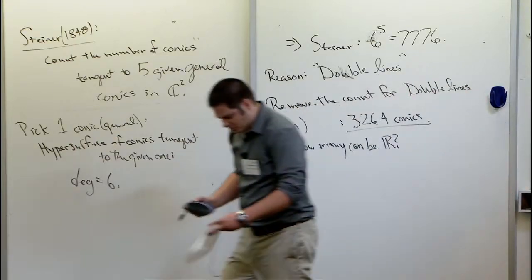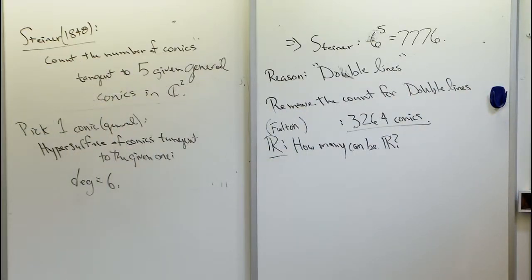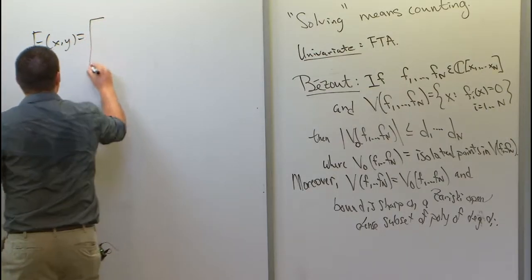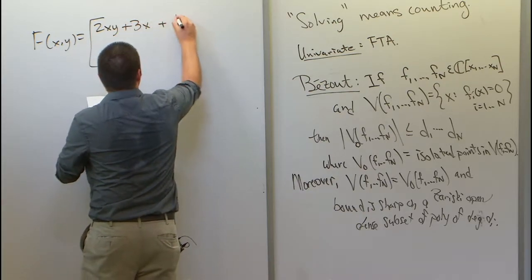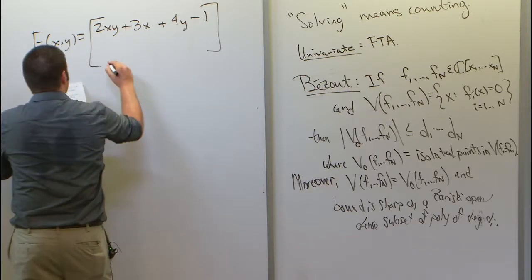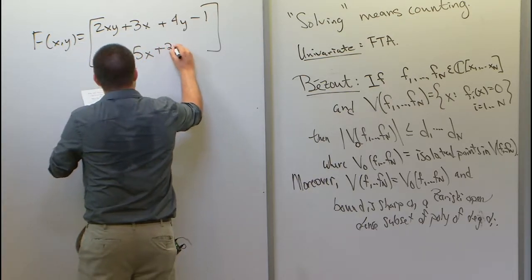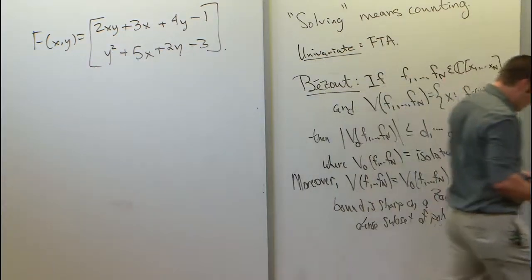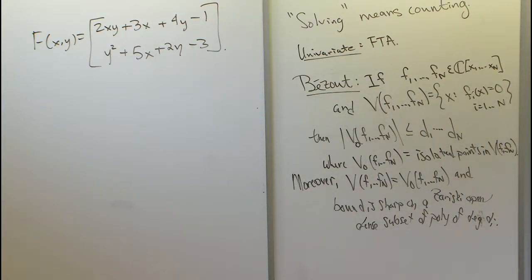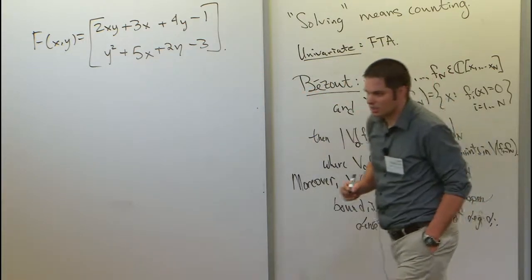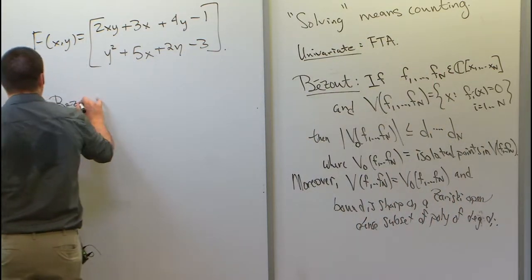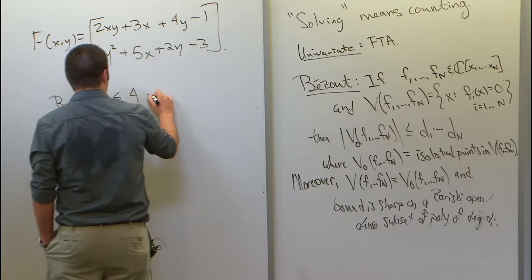Okay. All right, so the last thing, I think I might be running out of time. The last thing for your homework is to look at polynomials like this: 3x plus 4y minus 1, and y squared plus 5x plus 2y minus 3. By looking at polynomials like this, I hope you'll be thinking about designing homotopies to solve such a system. I have two quadratics, degree 2, so Bézout's theorem says that I have less than or equal to 4 isolated solutions.